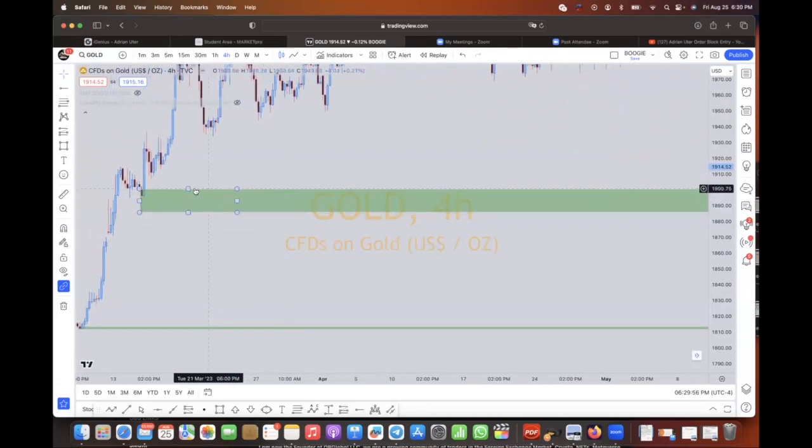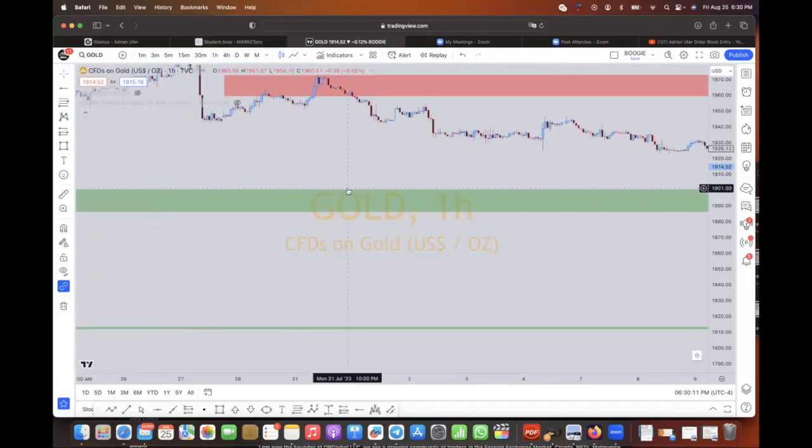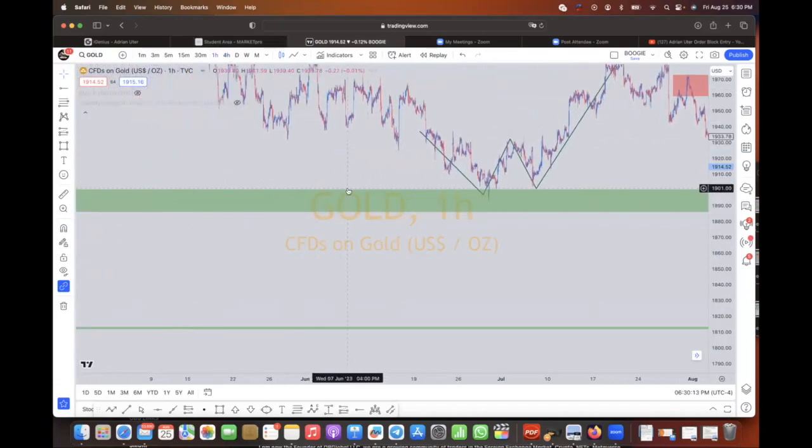So instead of having that big zone, I just made it smaller, from $8.99 to $8.86, which is still a big zone. We could go to the 1 hour. Let's go to the 1 hour, family.